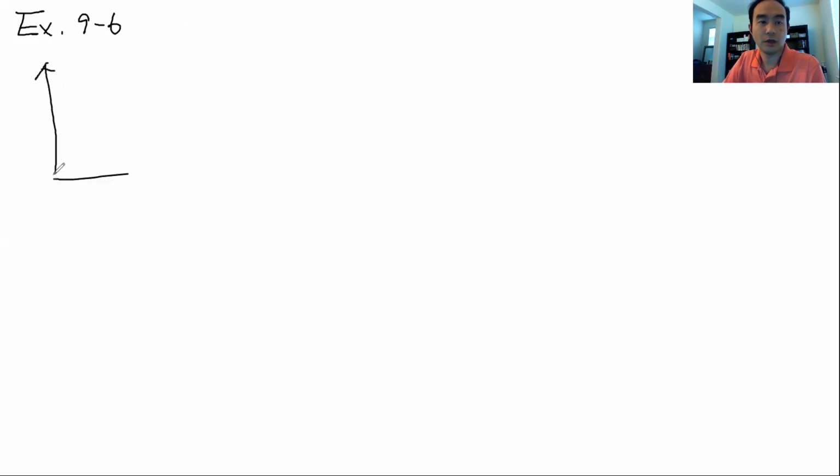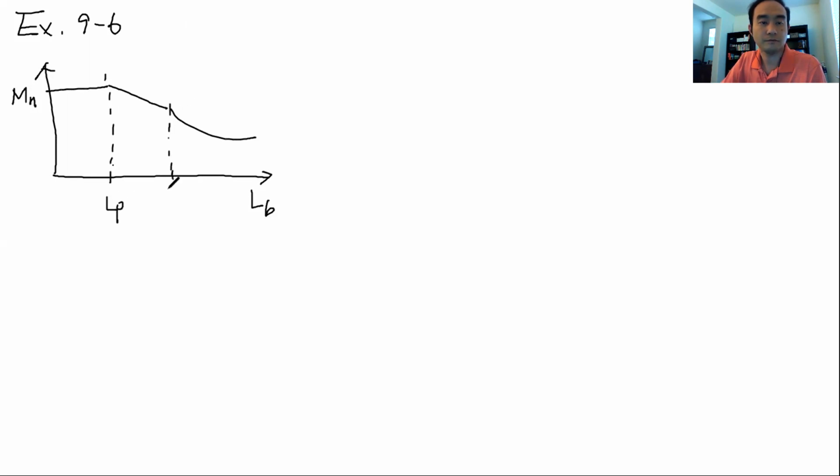Here, the x-axis is the unbraced length or unsupported length, and the y-axis is nominal moment. And our chart for the moment capacity looks something like this. So this is the value L sub p, here L sub r. So L sub b is a variable.